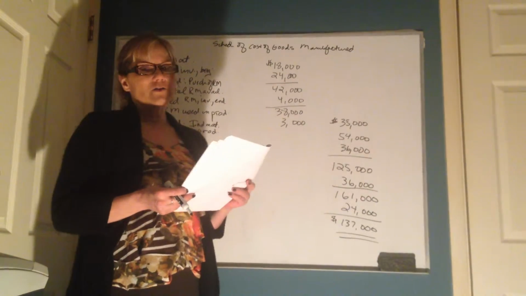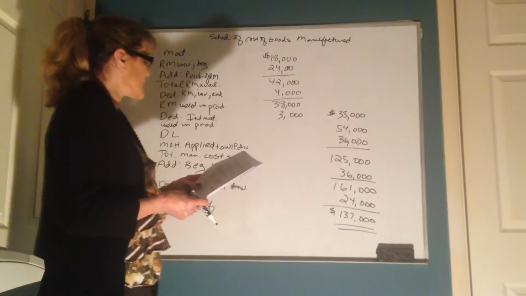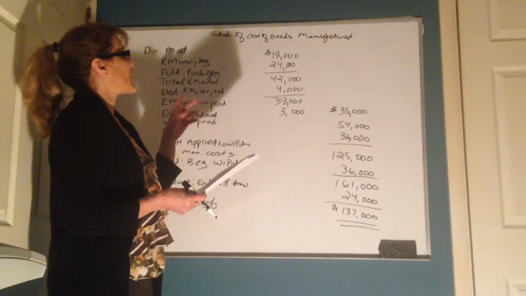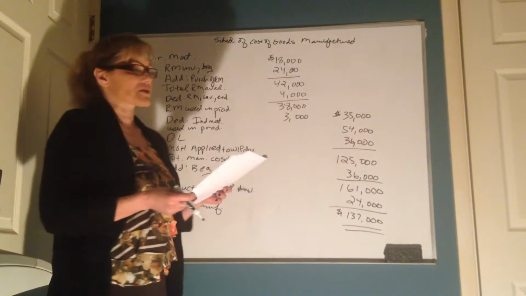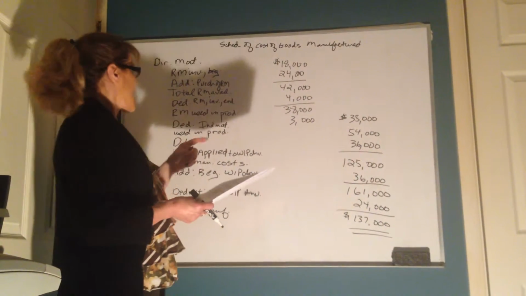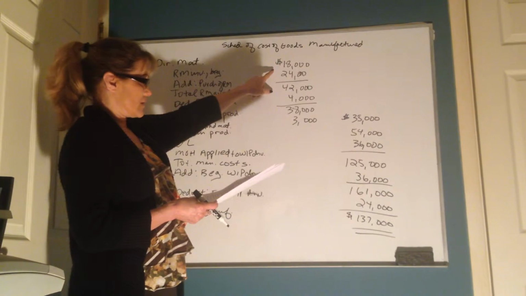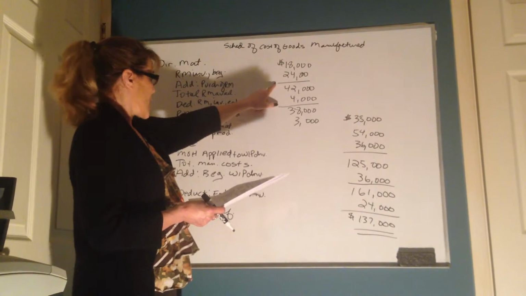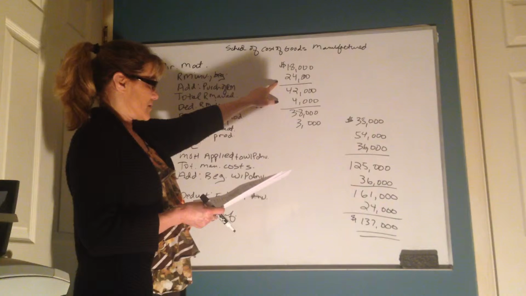Okay, now we are moving on to homework example number 6. They give us a lot of information. They want us to create a schedule of cost of goods manufactured. So first we're going to figure out our direct materials. So we start with our raw material inventory at the beginning. We add our purchases of raw materials.